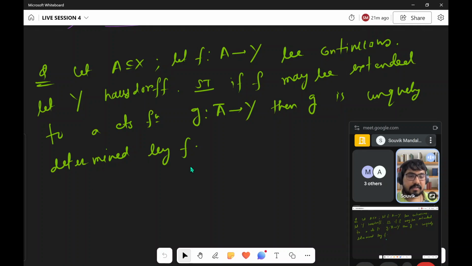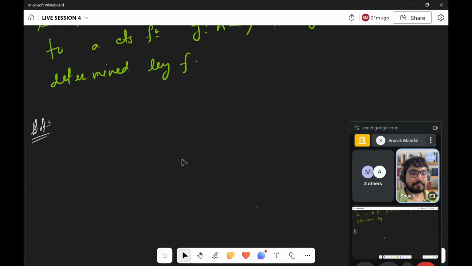Do you have any idea, anybody, how to proceed or how to show that any two extensions are equal? Any idea? The problem is actually a bit tricky. The solution is a bit tricky. So let me write it down.